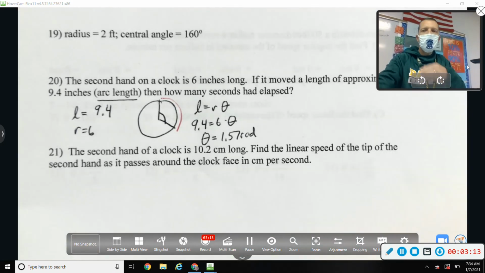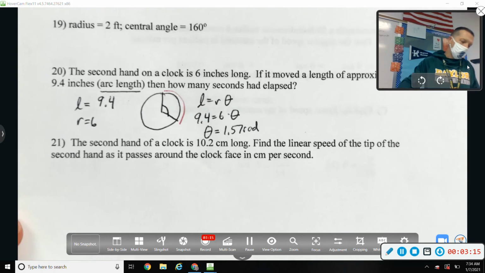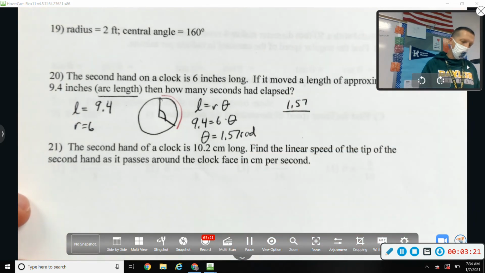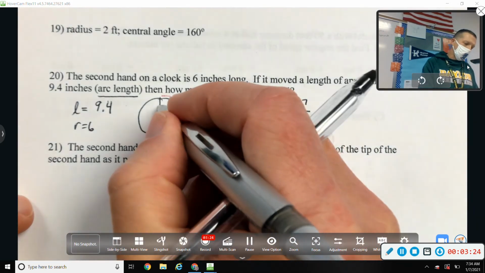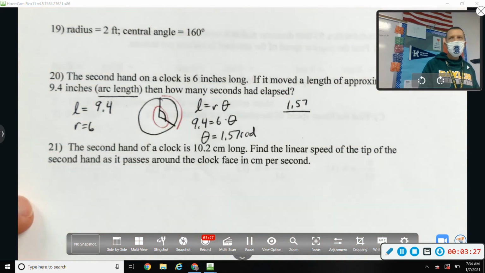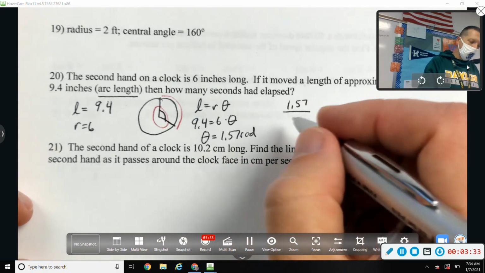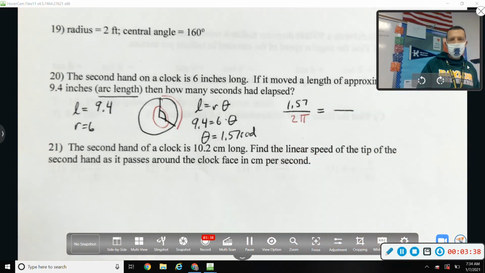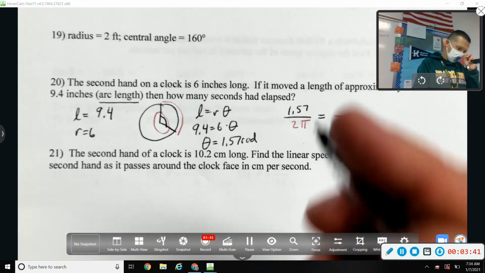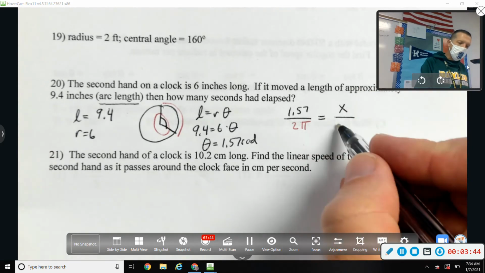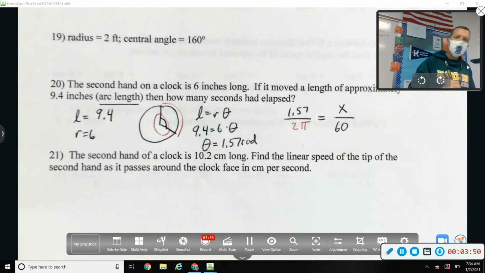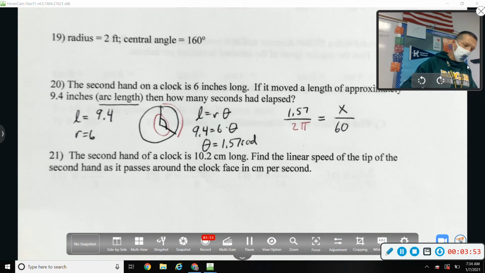But let's set up a proportion. So this is a new type of problem. We haven't done one quite like this. We traveled 1.57 out of what's all the way around in radians? What is it all the way around in radians? 2 pi. So that's going to equal, so that's our radian side. Let's do a seconds side. We don't know how many seconds elapsed, but how many seconds is it all the way around a clock? 60. So we can set up a little proportion and cross multiply and go from there.